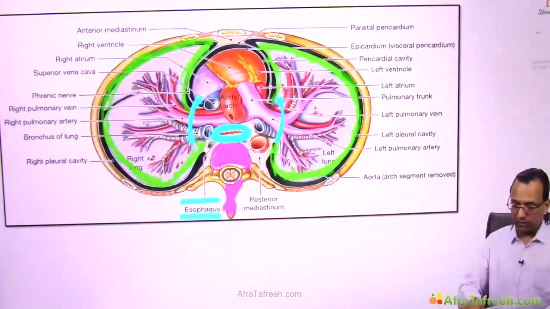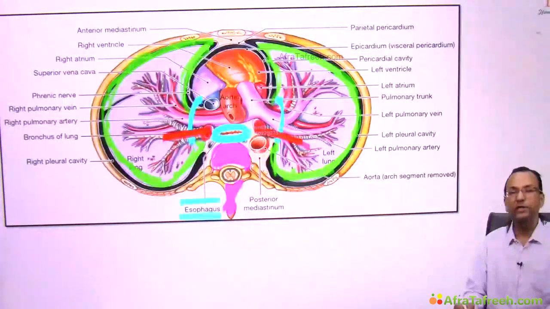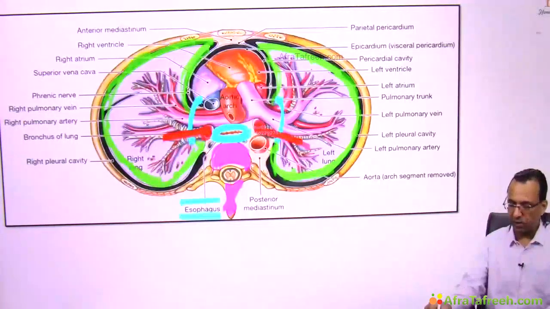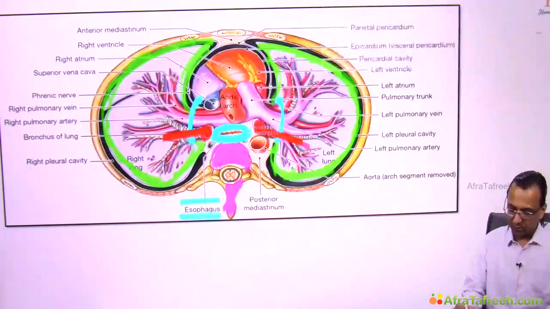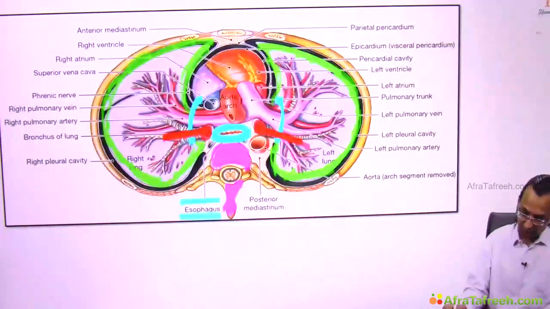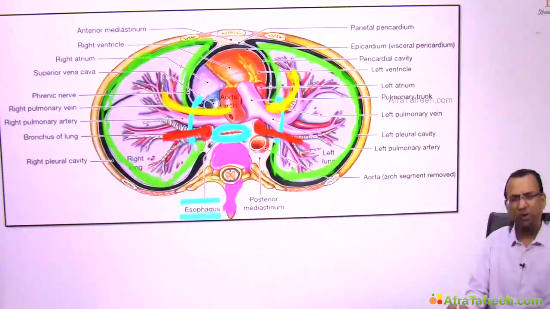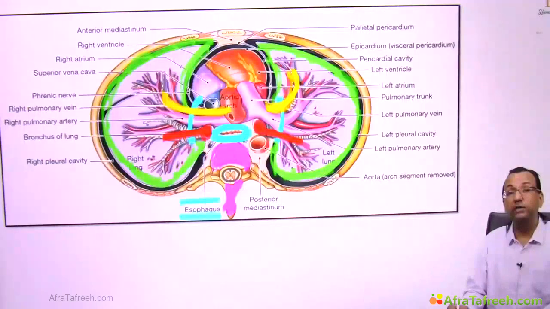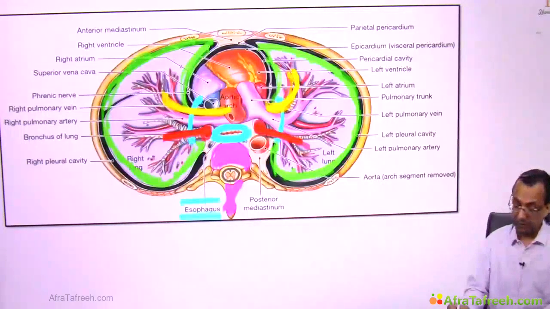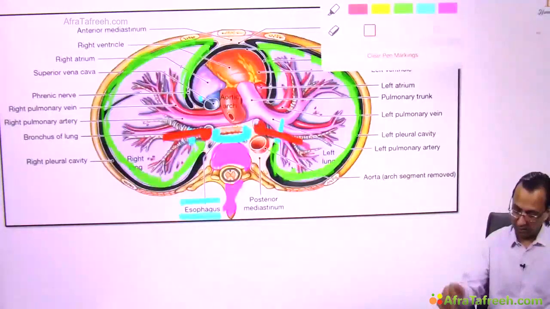Remember, bronchus is most posterior at the hilum. Then what is most anterior? The veins, they don't want to be compressed, so they prefer staying anterior. You mean to say pulmonary veins? Yes, the pulmonary veins you see here. But you are showing veins in red color. How come? Pulmonary veins bring the oxygenated blood from the lung, that's why they are shown in red color.